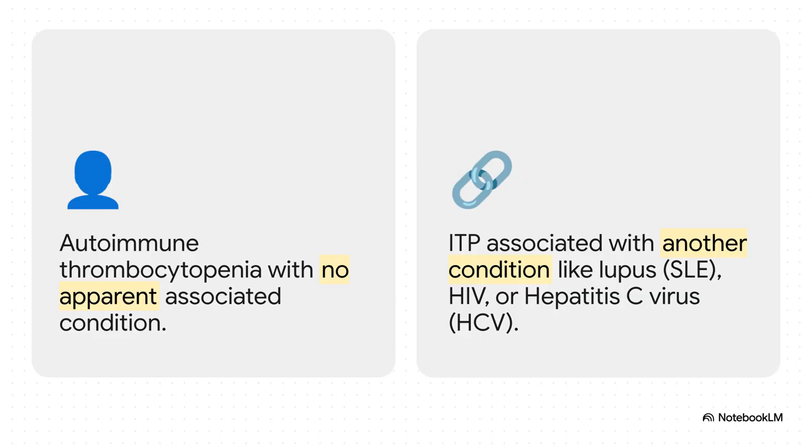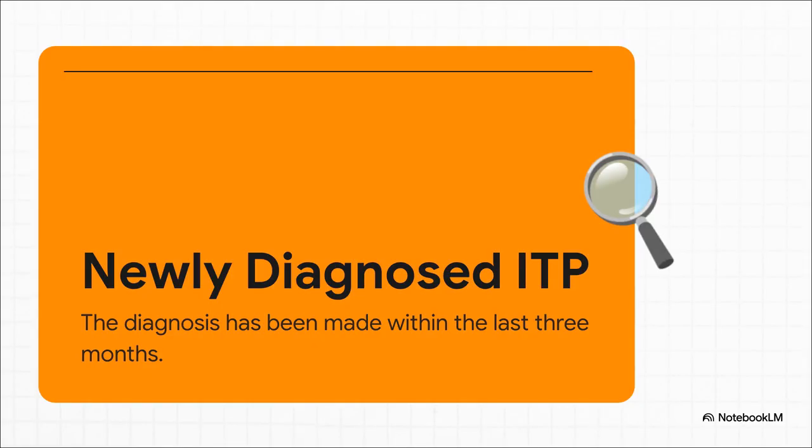But secondary ITP, that's when the low platelets are a symptom of something else going on, maybe an infection like HIV or Hep C, or another autoimmune disease like lupus. And this is a huge deal because if you treat that underlying cause, the platelets will often get better on their own. We also classify ITP based on how long it's been going on.